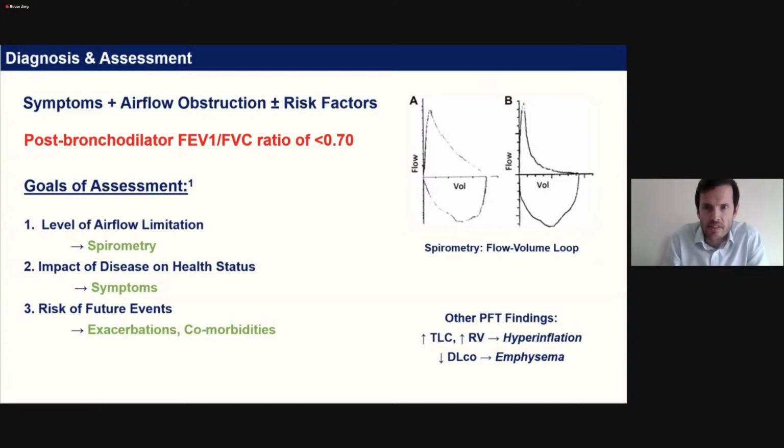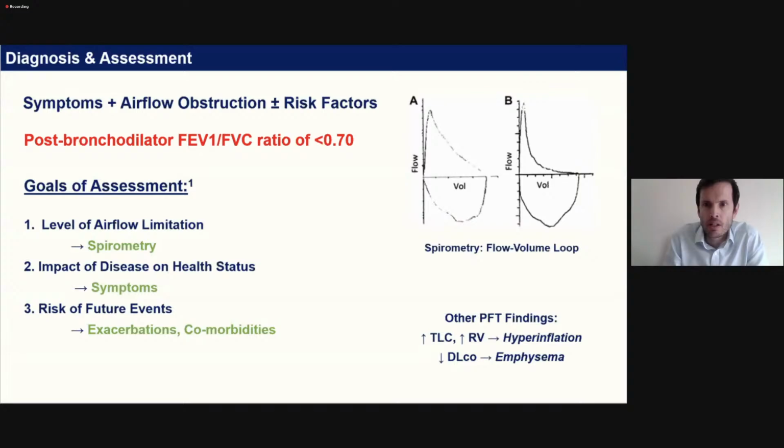The GOLD report also states that the goals of assessment are to determine the level of airflow obstruction, as shown on spirometry, the impact of the disease on the patient's health status, and this is determined by the magnitude of the symptoms, and the risk of future events, such as exacerbations, comorbidities, hospital admissions, or death. Therefore, the recommendation is that spirometry and the extent of the spirometric abnormality, the severity of symptoms, comorbidities, and a history of exacerbations are all key elements of the assessment of a patient with suspected COPD.